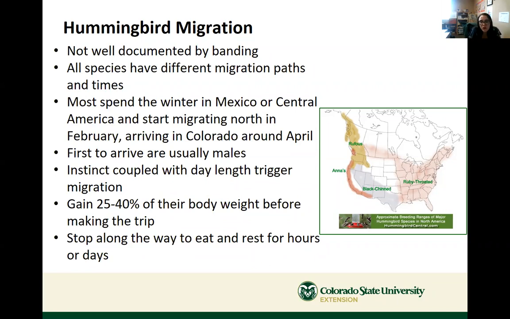This is a cool picture over here. These are approximate, of course, but these are breeding ranges of some of the major hummingbird species in North America. So you can see over on the east, if anybody here is from the east, I think we did have some people, you have the ruby-throated hummingbird breeding all around in the east. You'll see the black-chinned just kind of barely touches the southwestern tip of Colorado, and then the rufous and the Anna's hummingbirds are also shown there.